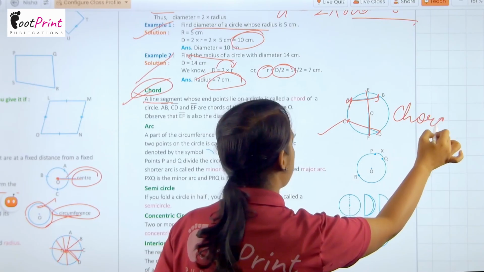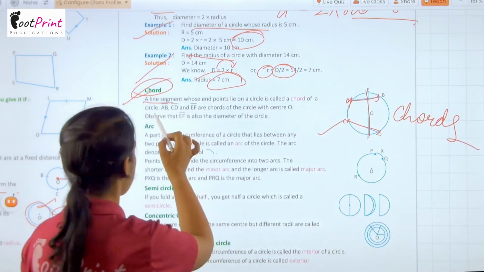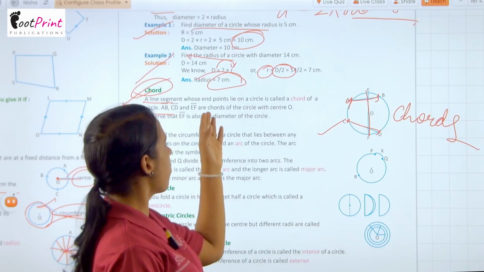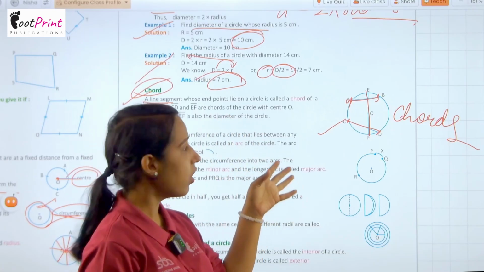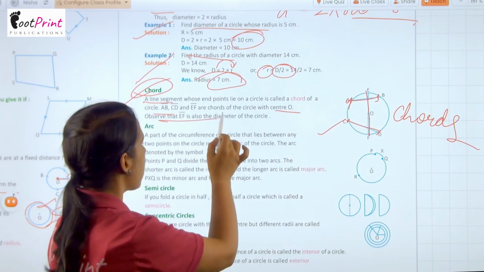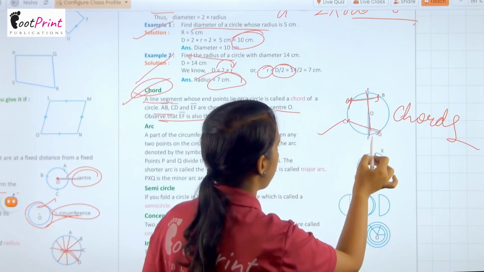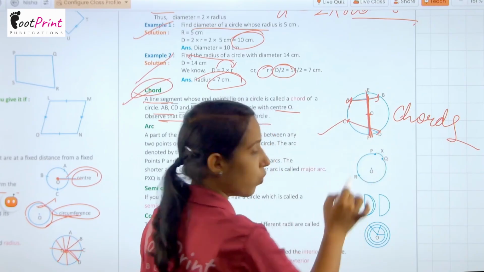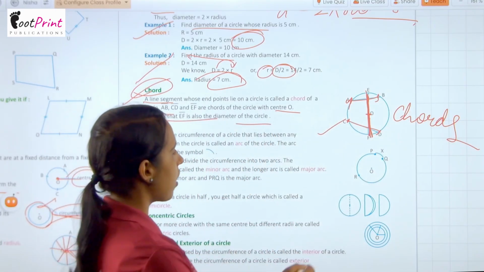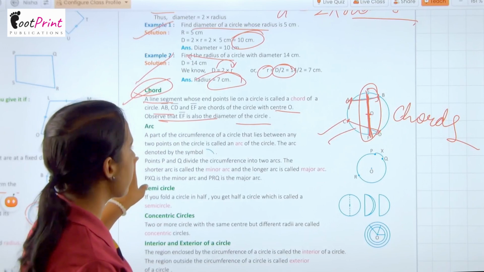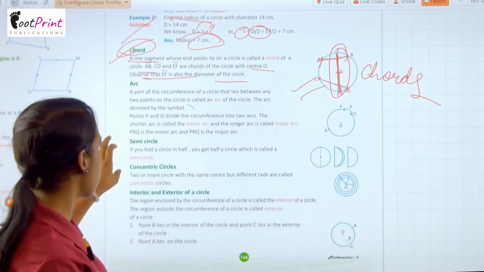Okay, and the next one is here in this figure. AB, CD and EF are chords of the circle with center O. Okay, and observe that EF is also a chord, and here it is passing through the center. It means it is a diameter also. Okay, and we can say that diameter is the longest chord of the circle.